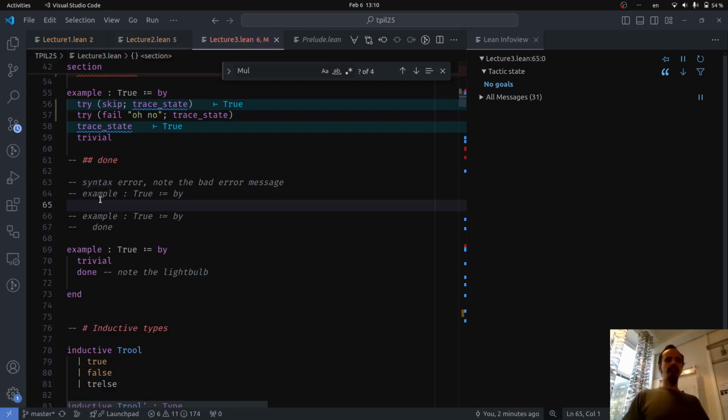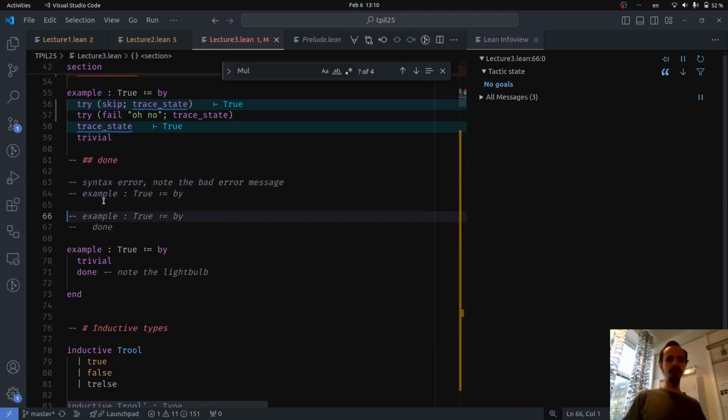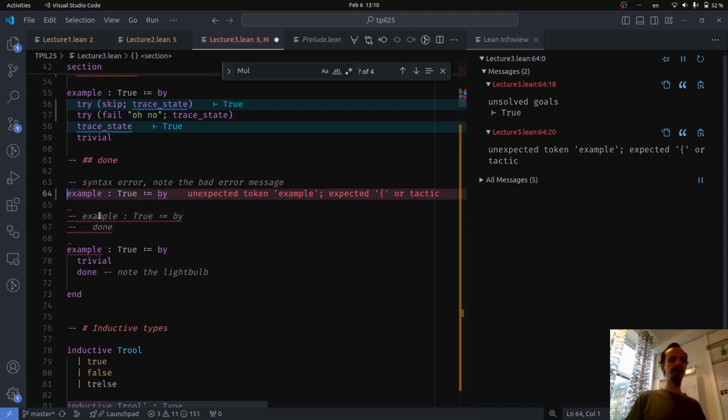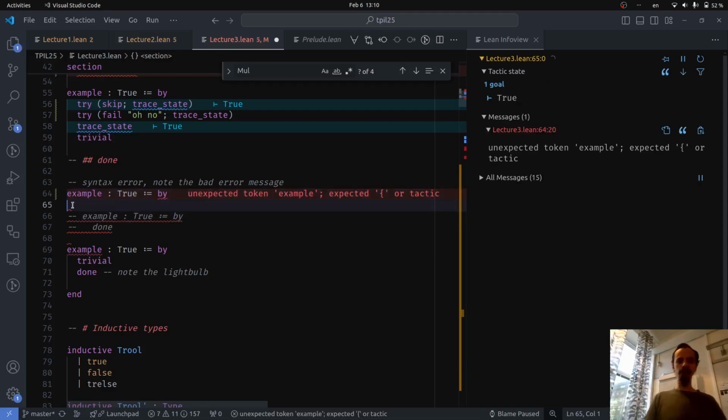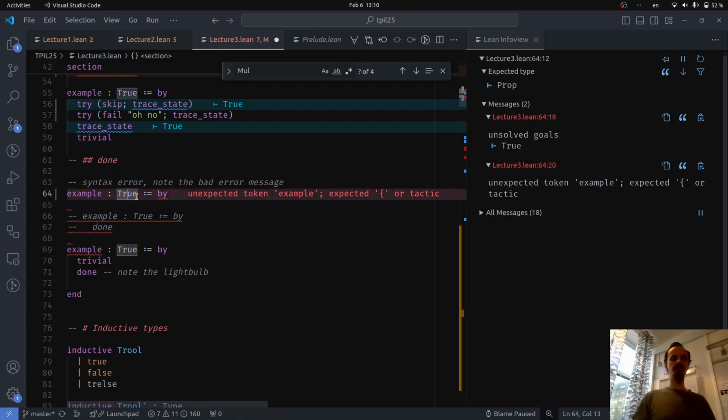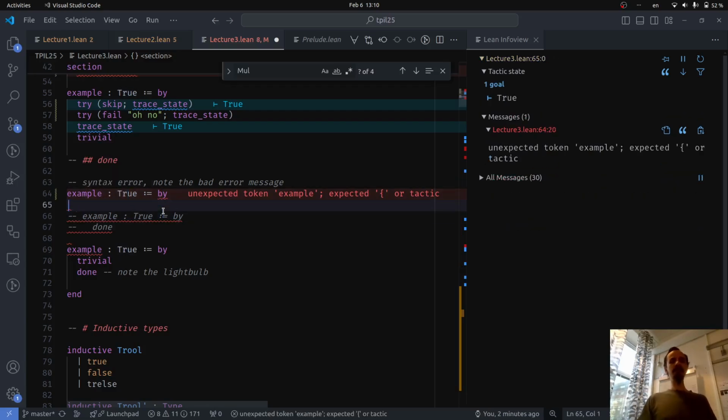Okay. And done, I very briefly showed an example of it, but I didn't explicitly talk about it. So basically, done is a tactic which fails if there are goals. An example where you would want to use it is like here. I wrote example, I want to prove true, I wrote by, and then I just wrote nothing after that.